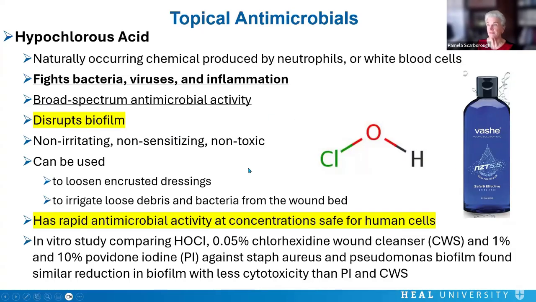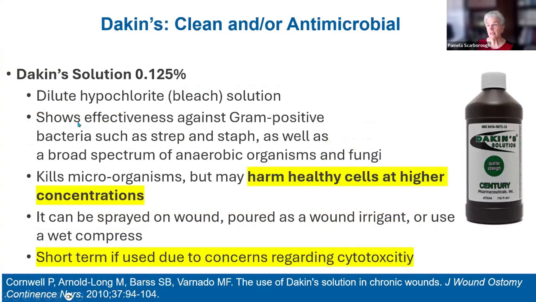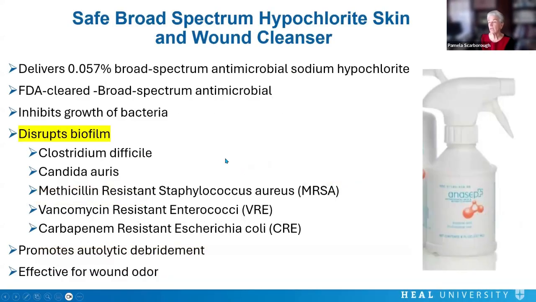This is amazing stuff. Dakin solution, diluted hypochlorite bleach. If it's at higher concentrations, it may harm healthy cells. Short-term use is okay, for say you have somebody on palliative care and you want to use your Dakin solution, but wound healing's not your goal. Comfort care is, and that wound is smelling. You can use Dakin's at full strength, and there is one that's at an eighth strength Dakin's that you can also use for short term in wounds, but it's an eighth strength. You have to really decrease how strong it is.